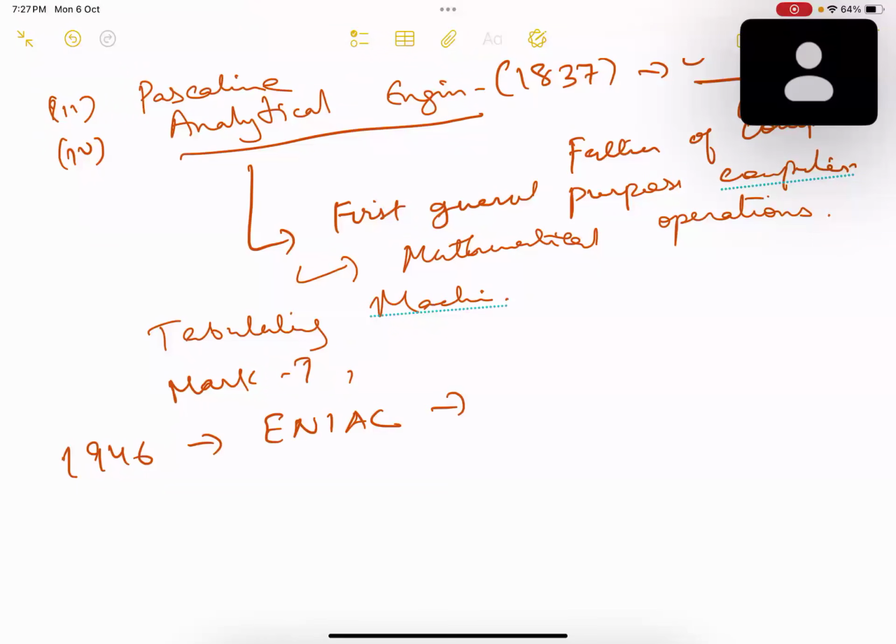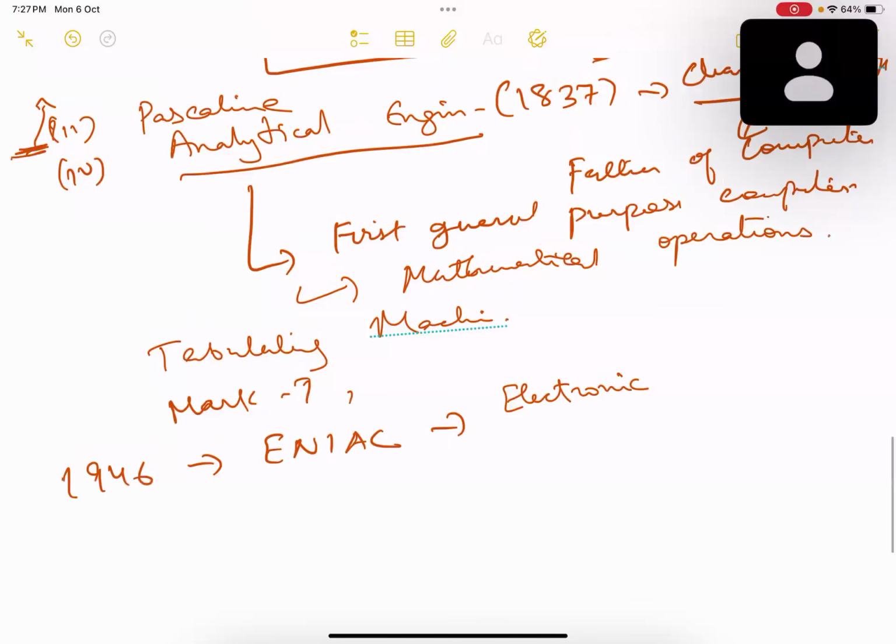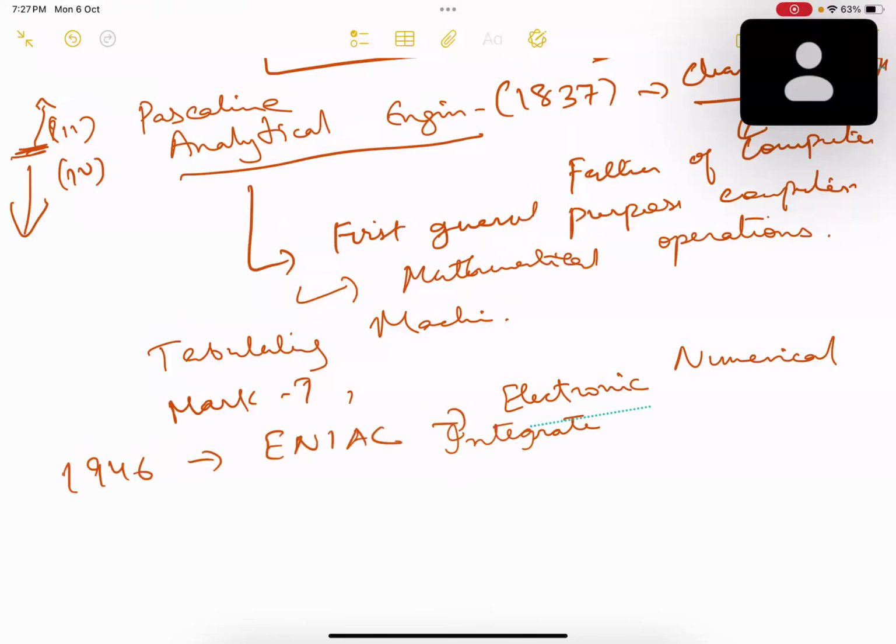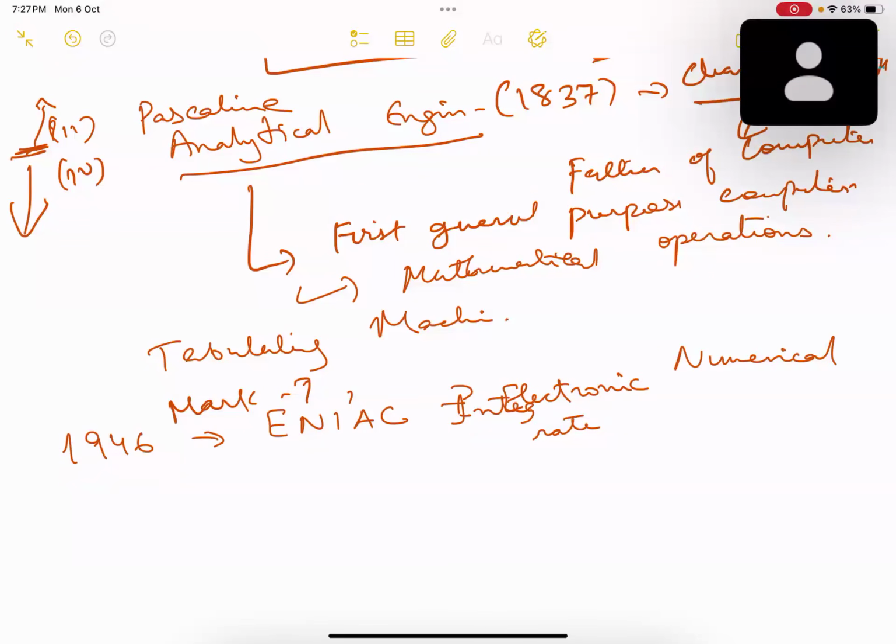ENIAC was the short form for electronic numerical integrator. Now we come to the electronic stage. Up to a certain level above this, they were mostly mechanical devices. From here, we see some sort of electronic device come into existence.